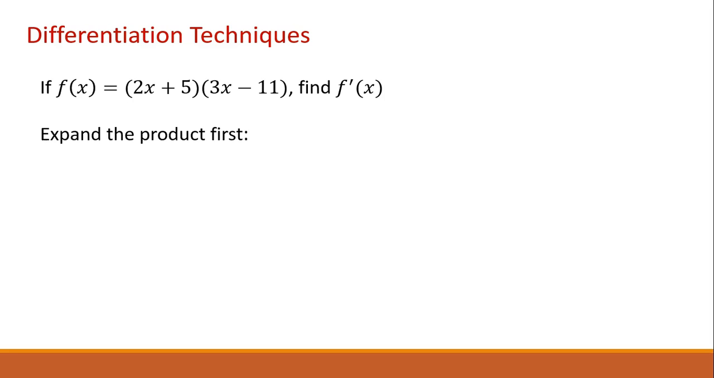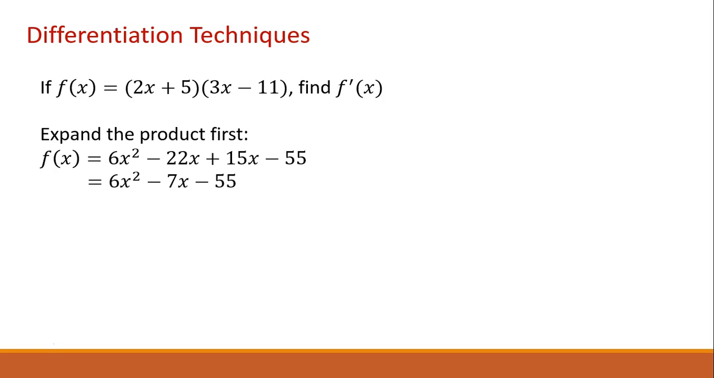So you remember using the FOIL method to expand a binomial times a binomial. If we multiply 2x plus 5 times 3x minus 11 and combine our like terms, we get 6x squared minus 7x minus 55, which is still our original function. We have not done a derivative yet. But now we can take the derivative of that function.